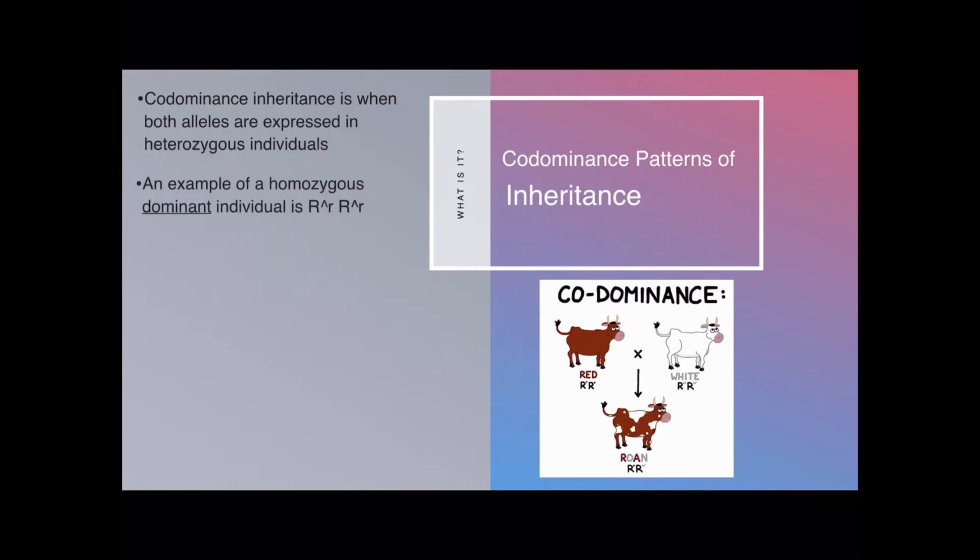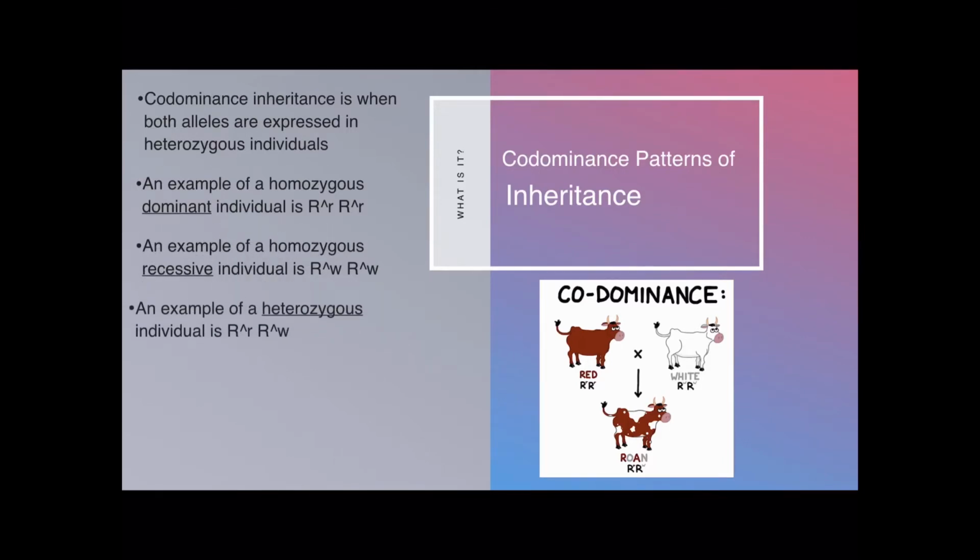RR would result in a red cow as shown in the top left corner of the example picture, and this is the homozygous dominant allele. WW would result in a white cow as shown in the top right-hand corner of the example picture, and this is the homozygous recessive allele. RW would result in a blend of red and white, or a spotted cow as shown in the middle of the example picture, and this is the heterozygous offspring from the two parents.